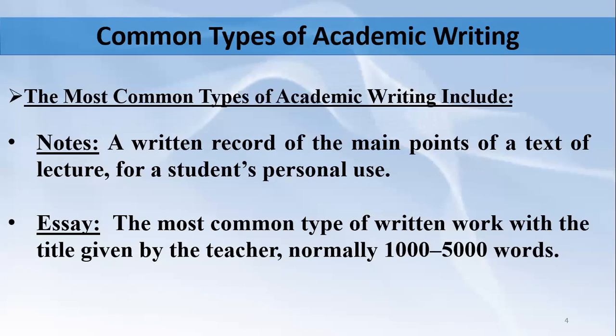Written work type. What is an essay? When our teachers give us a topic, and then we are supposed to write a text over that. We have to explain that topic. Normally, the word limit for an essay is a minimum of 1,000 words and a maximum of usually 5,000 words.